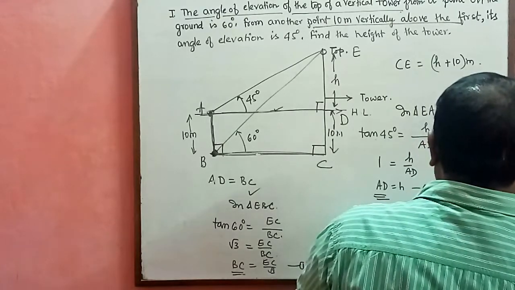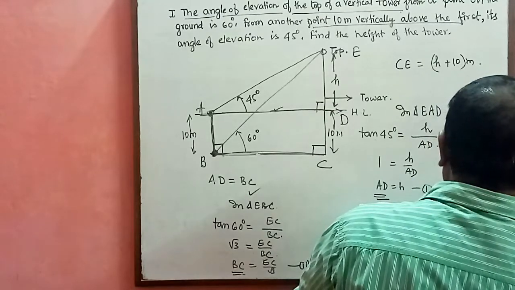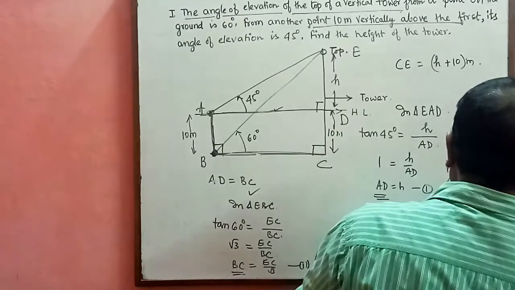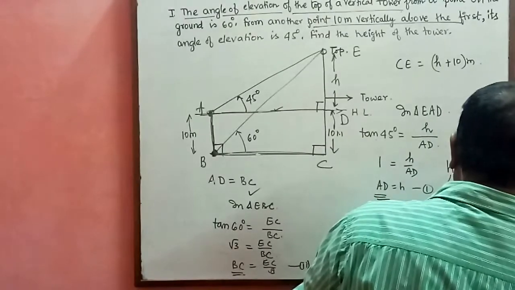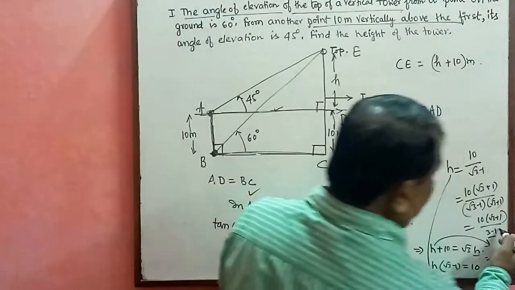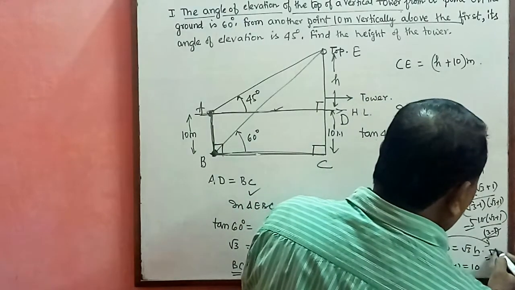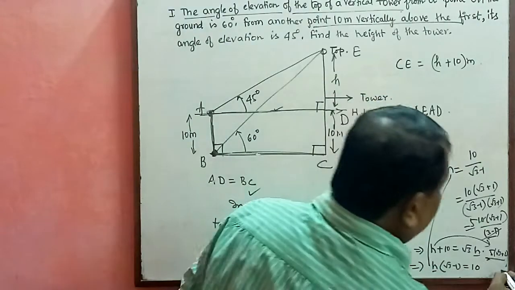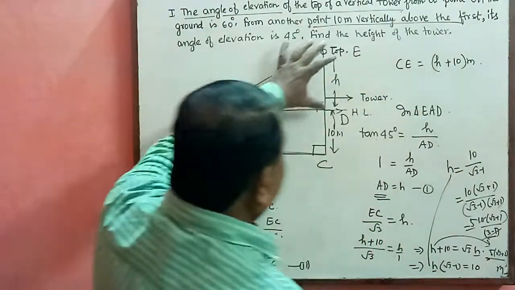Rationalize. This is root 3 plus 1. This is 10 into root 3 plus 1 upon 3 minus 1. This is obviously 2, so it will get cut. This is 5. So 5 into root 3 plus 1 is the answer. This is in meters. 5 into root 3 plus 1 is the height H.